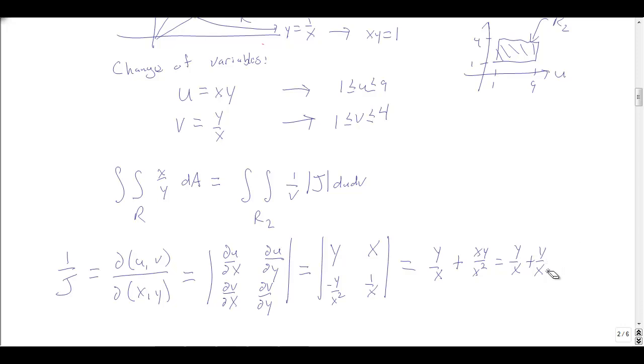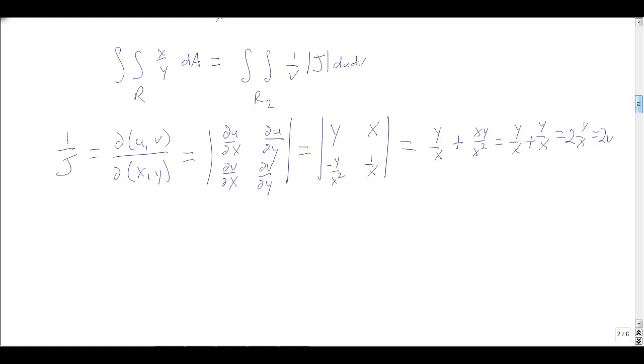And so this will give us y over x plus y over x. That's 2 times y over x. Now, but look, v is y over x. So that works out to be 2v. So our 1 over the Jacobian is 2v. So the actual Jacobian we want is 1 over 2v.